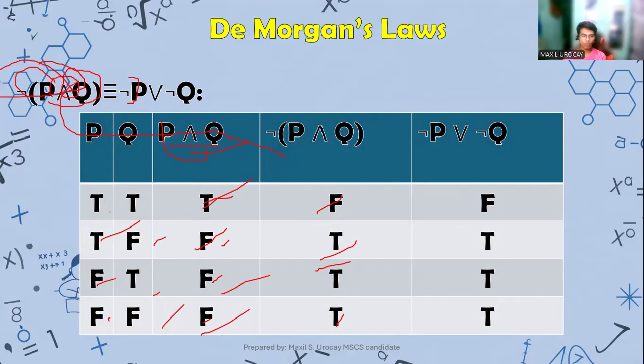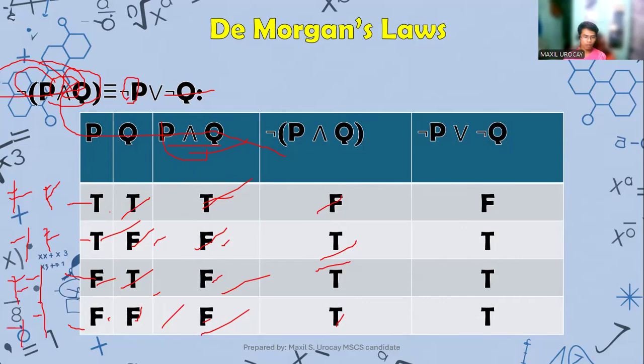So let's try to prove this one. Not P. Not P is F, then false will become true, false will become true. Then, not Q: true will become false, false will become true, true will become false, and false will become true.